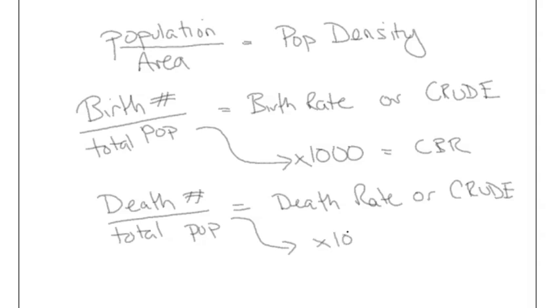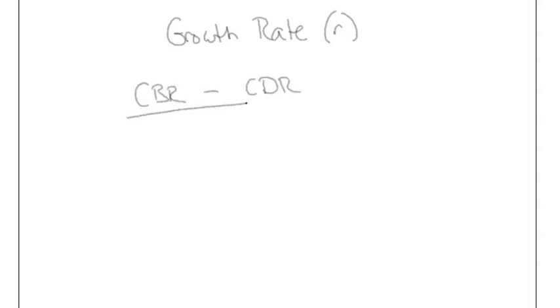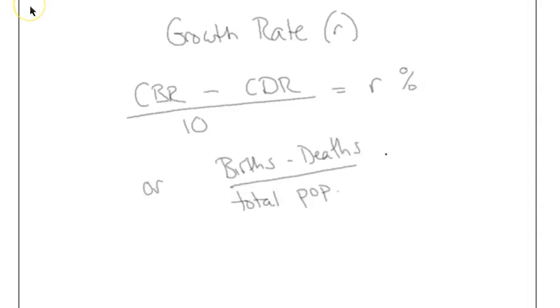Then we have the growth rate, which is shown with the letter R, lowercase r. And this refers to the speed or rate at which the population is increasing. So it's the birth rate, subtract the death rate, divide by 10, which gives you an R percentage. Then you can use the larger number, which is the births minus deaths over total population times 100.